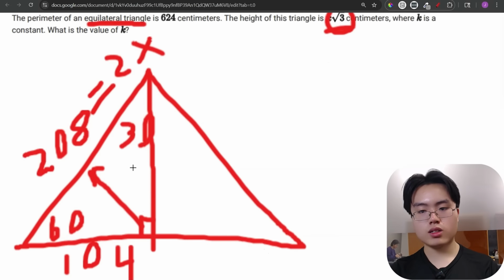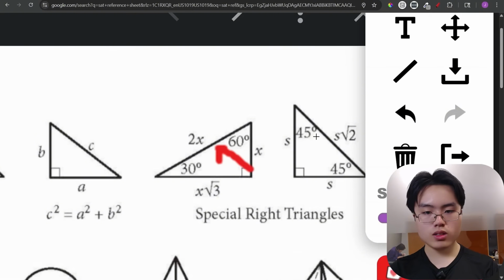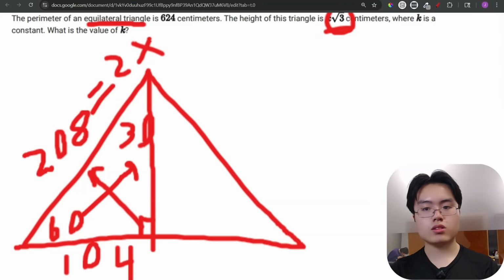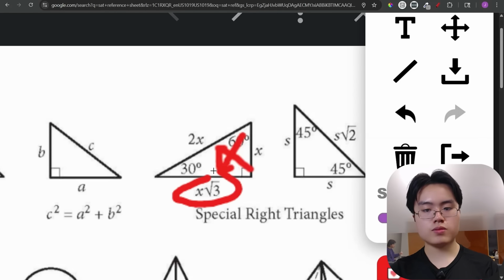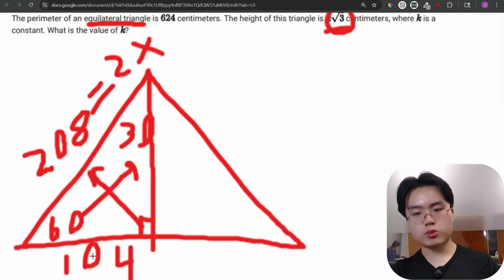So how do we get the height? Remember, if we know x is 104, the height is just this, right? If you look at the side across from the 60-degree angle, that's the height, right? The 60-degree angle, that's x square root of 3. So this is going to be the height. If we know x is 104, we just multiply it by square root of 3 to get this length. So it's just 104 times square root of 3.